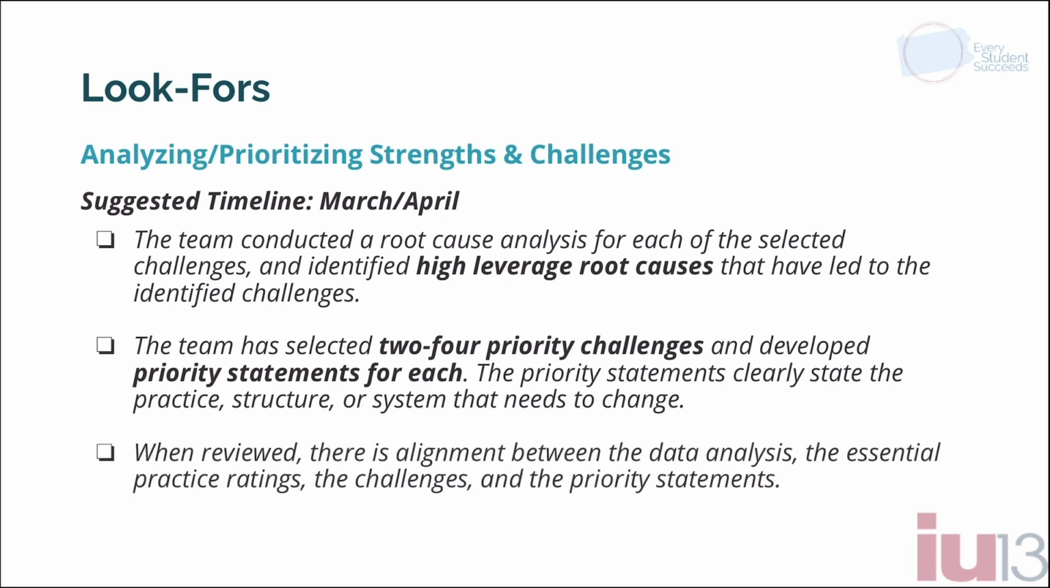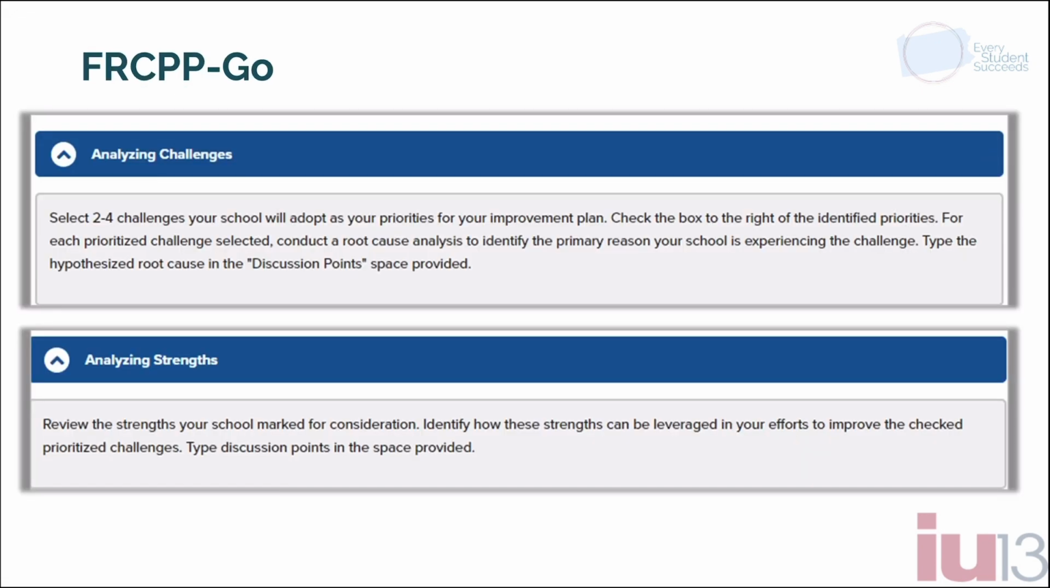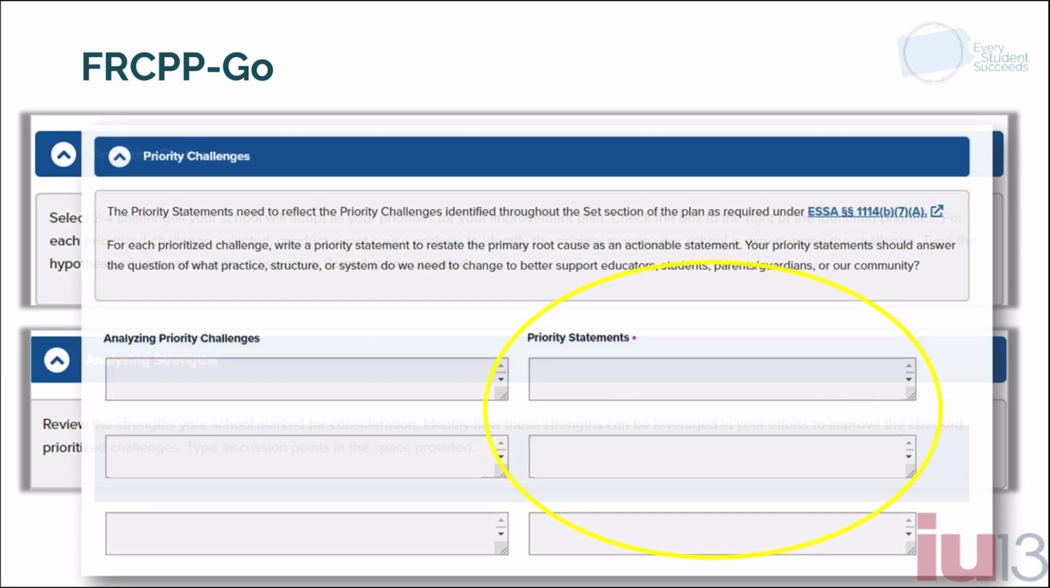Priority statements should be written using an if-then framework, so what they are going to address is as clear as what the change will be. As I mentioned in the beginning of this video, here is the opportunity to review the alignment between the data analysis, the essential practice ratings, the challenges, and the priorities. In the FRCPP, the challenges and strengths that were selected in the previous section will be populated. The team needs to determine their top priorities and then write their priority statements. This is where their if-then statement goes.